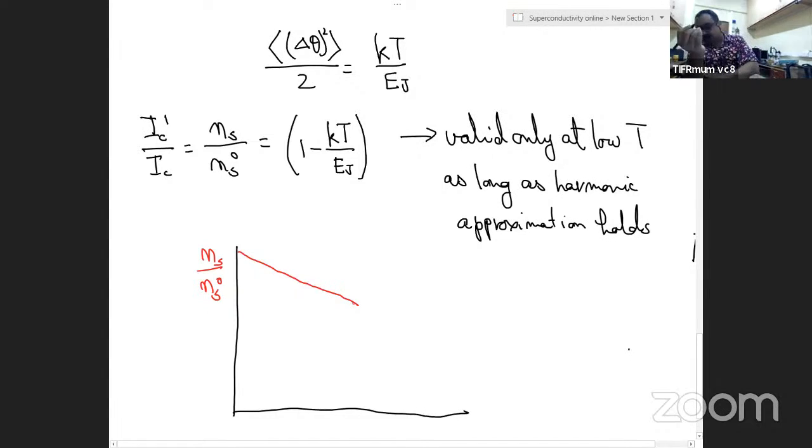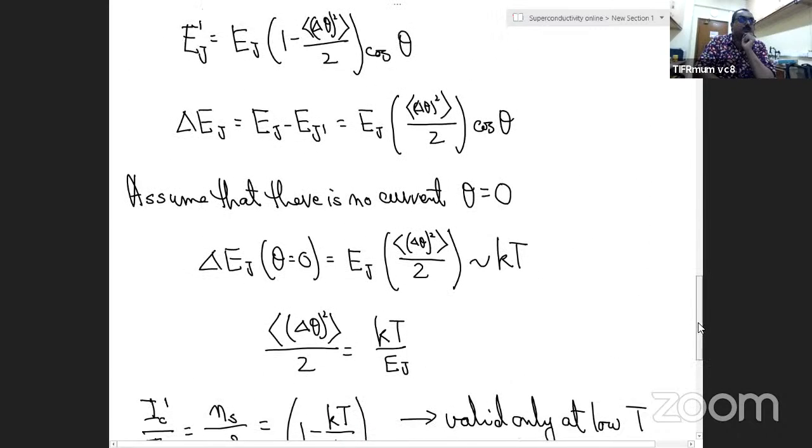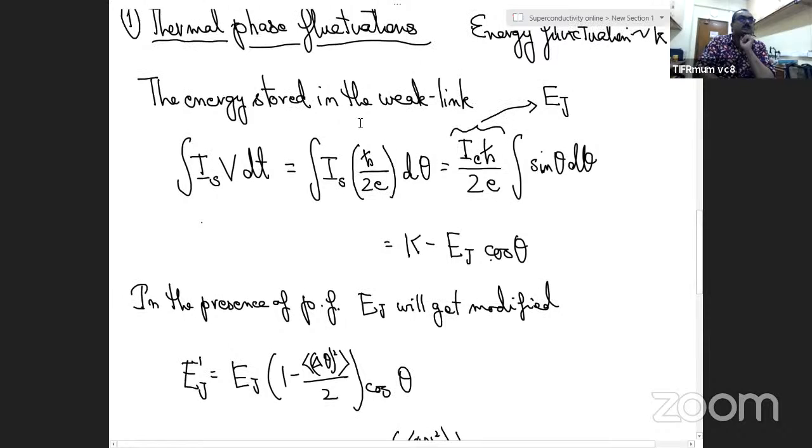At some point there will be anharmonic terms that will get important. I don't know exactly where that will happen, but definitely close to Tc. So at some point the anharmonic terms will cause a rapid suppression, and the superfluid density will crash. So this axis is temperature. Okay. However, at low temperature, thermal phase fluctuation tells me that this slope should be linear, negative linear. This is the hallmark of thermal phase fluctuation. Now let me go back to this expression here.